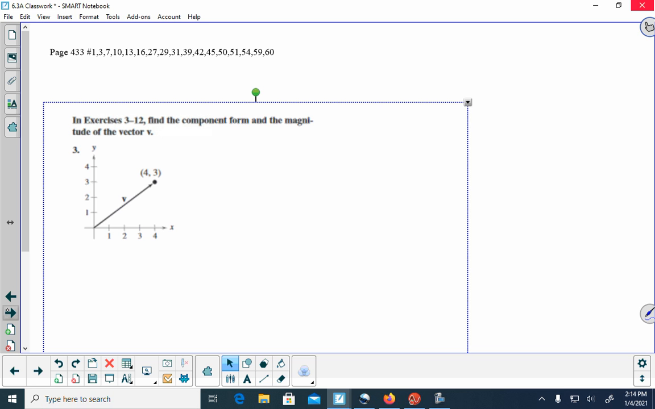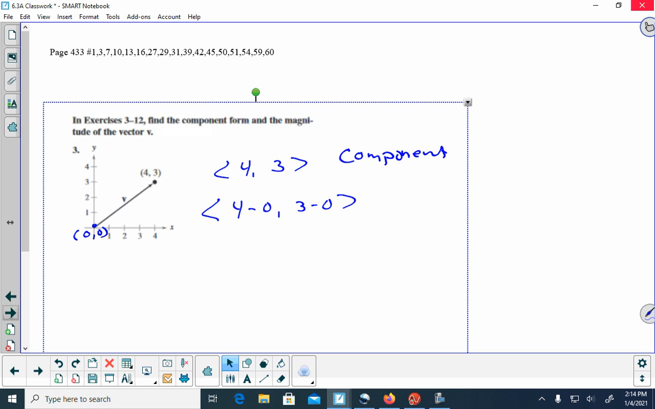Find the component form and the magnitude of the vector. So here, my initial side is at the origin, which is 0, 0, which means that this endpoint, this terminal point, is the vector in the component form. If you don't believe me, you could take 4 minus 0, 3 minus 0, and you're going to end up with that 4, 3. So that's the component form.